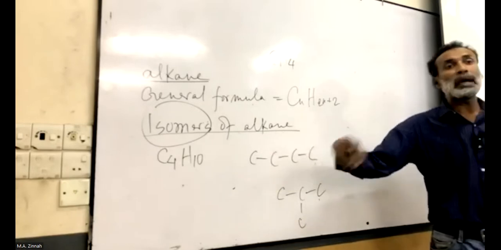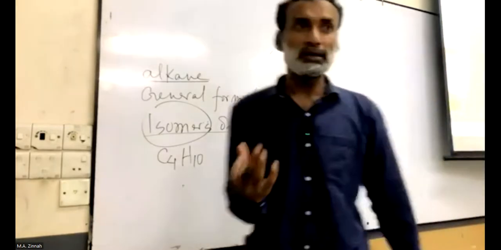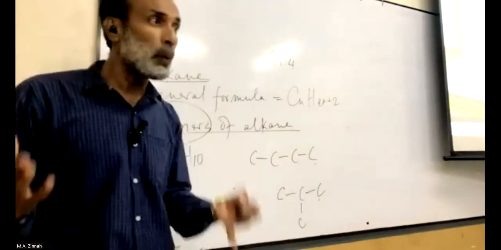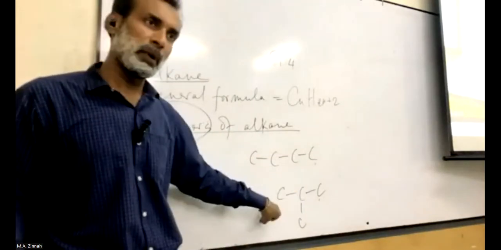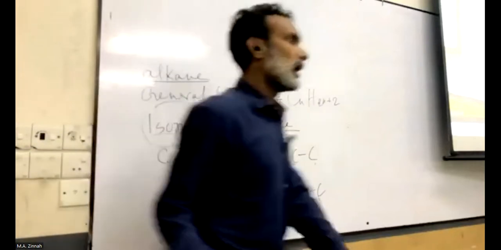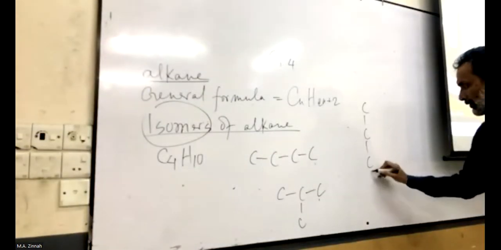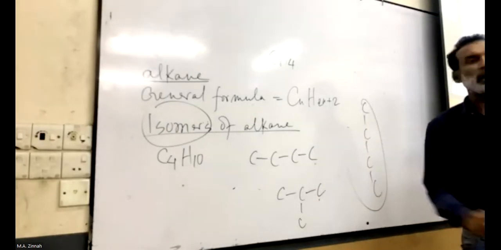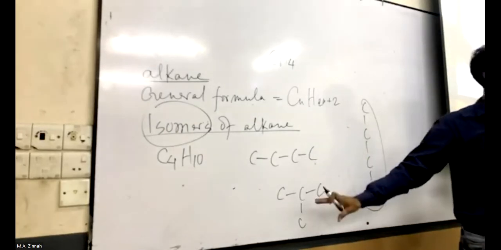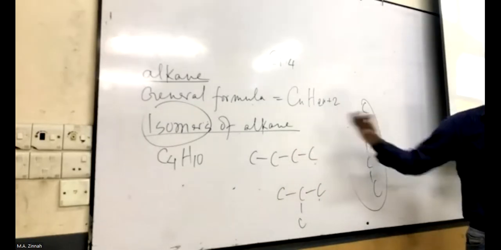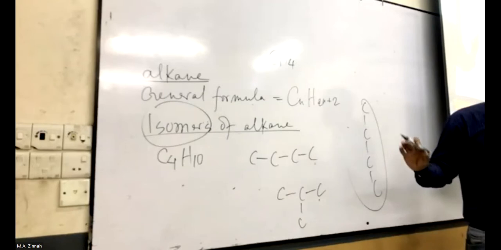Four carbon atoms may be arranged in two ways. This is one way, this is another way. Understand? If you write this as 1, 2, 3, 4, this and this will be the same. There's no difference between this and this. This is 4 carbon in the chain, here is also 4 carbon in the chain. They are the same compound. They are not isomers.